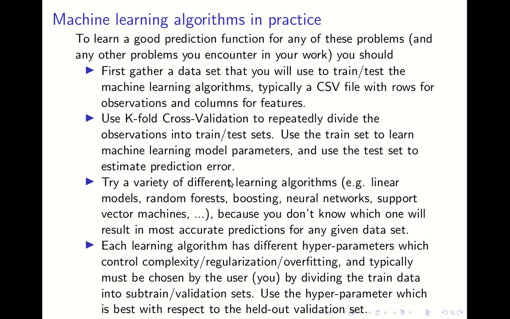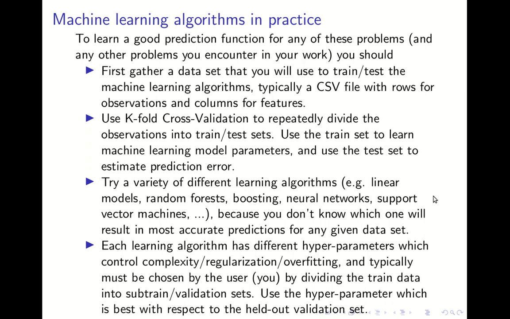After that, you should try a variety of different learning algorithms. In this tutorial, we're only going to be talking about linear models and neural networks, but there are lots of other kinds of machine learning algorithms, such as random forest, boosting, support vector machines, and really dozens or hundreds of other techniques. It's important to try a variety of different ones because you really don't know in advance which one will result in the most accurate predictions for your particular data set. It's really important to try different approaches if you're interested in getting the maximum prediction accuracy.